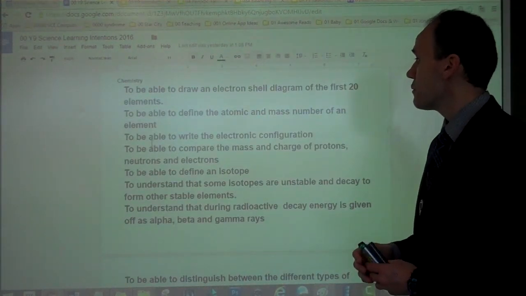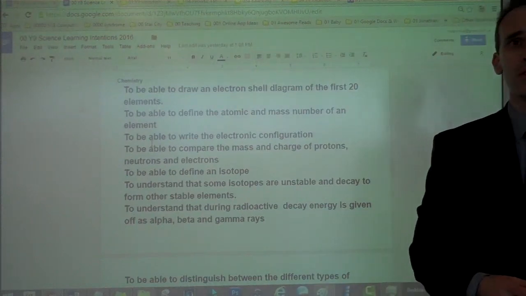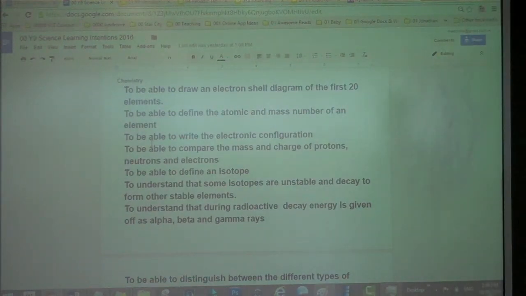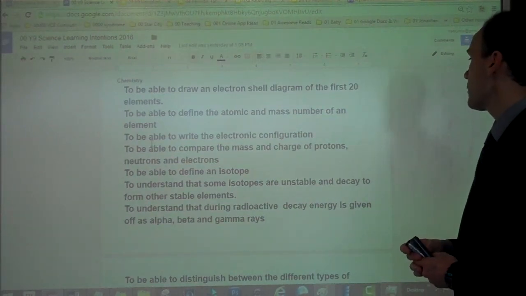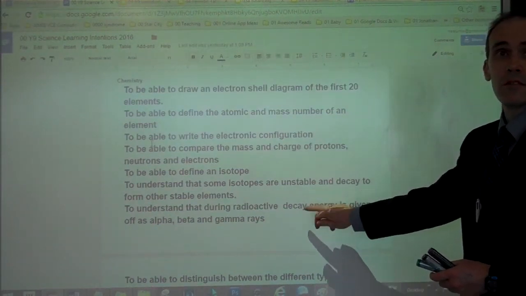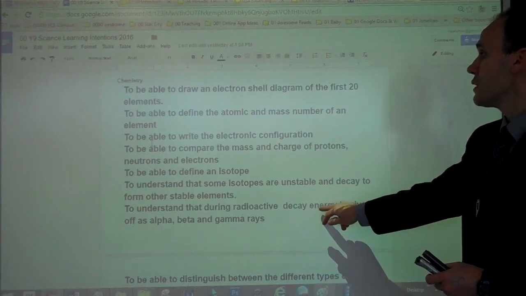Okay? To be able to define an isotope. What's an isotope? It's an element that has more neutrons than the normal element. Yeah. An element with a different number of neutrons. It can have more neutrons or less neutrons than normal, and that is an isotope. And that is related to radioisotopes and radioactivity.